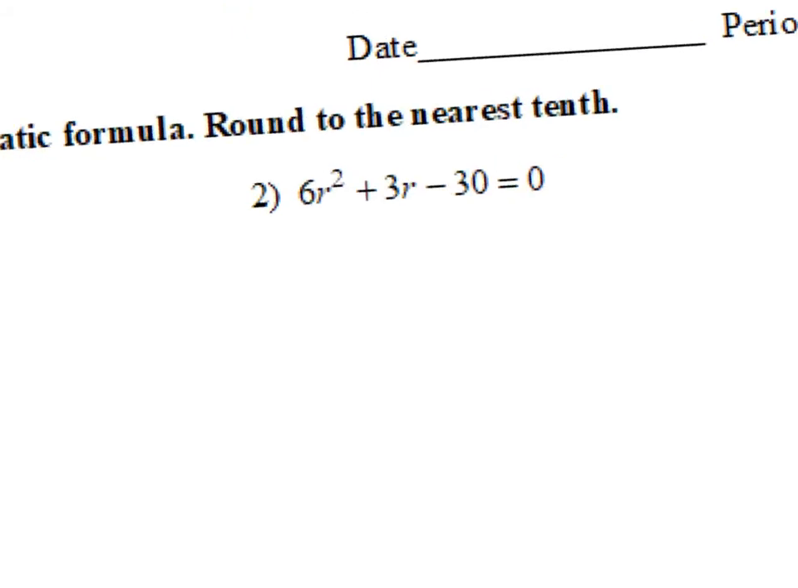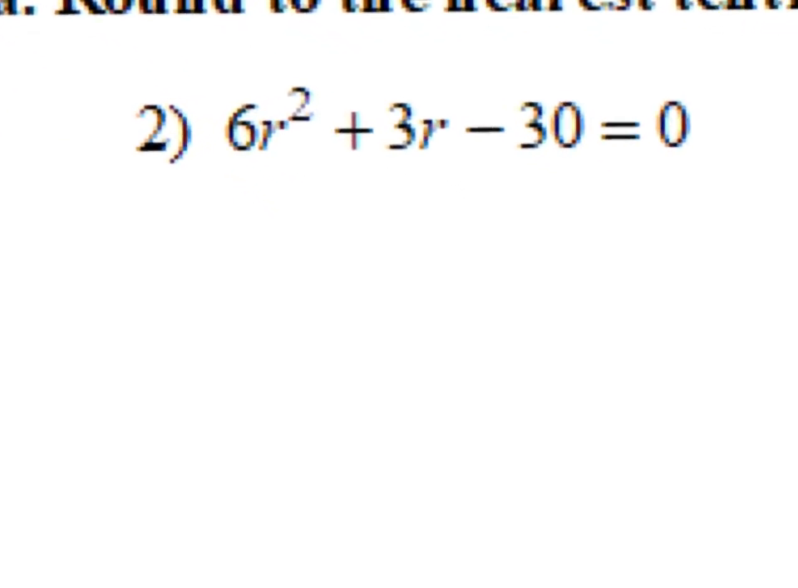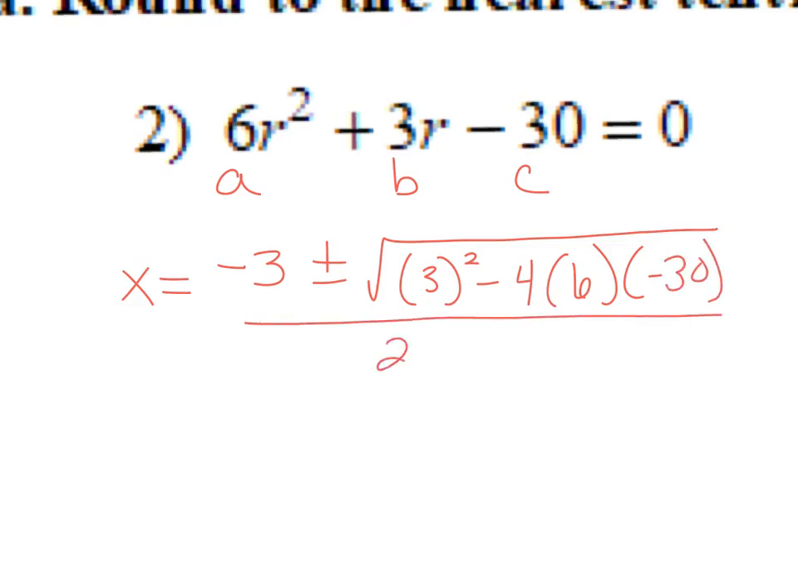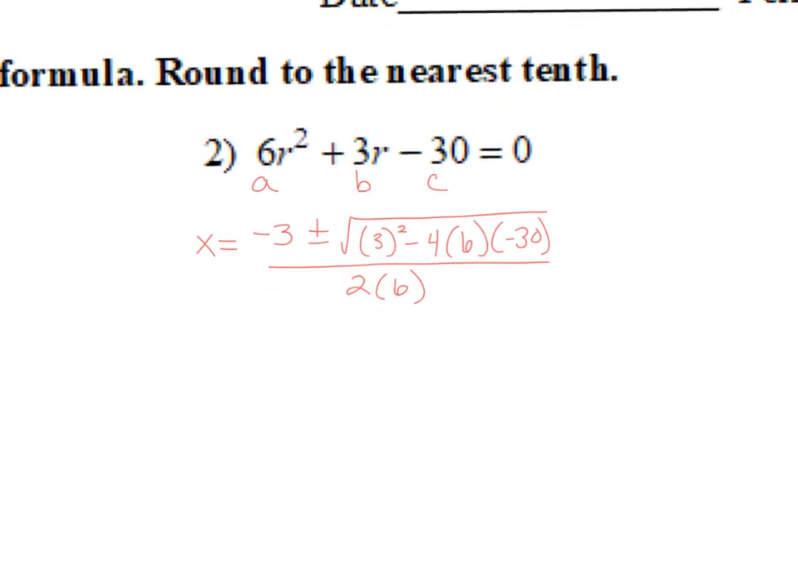Okay, let's go to problem number 2. Again, this is already set equal to 0, so that's good. All right, we've got A is 6, B is 3, and C is negative 30. So x equals the opposite of B, so we'll end up with negative 3 plus or minus the square root of B squared, so I get 3 squared, minus 4 times A times C, all over 2 times A, or 2 times 6, okay? All right, so let's type this in our calculator here.